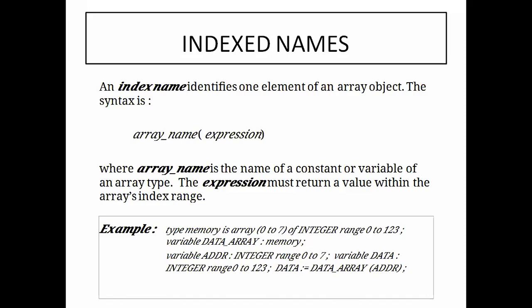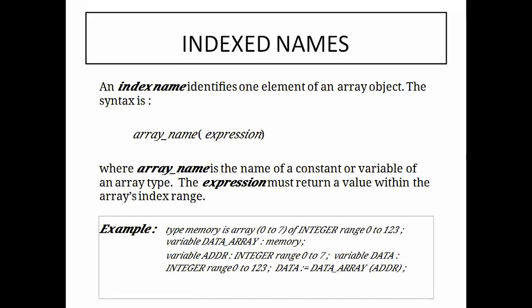And this is the syntax: array name, in bracket, expression. This is the syntax for this indexed name. Okay, and we can use that to name or to identify one element of an array object. Whatever array you have defined, it may contain a group of elements, a number of elements, but of the same type. That is the array. And if you have to identify a particular element within that array, then you can use this indexed names type of operand.